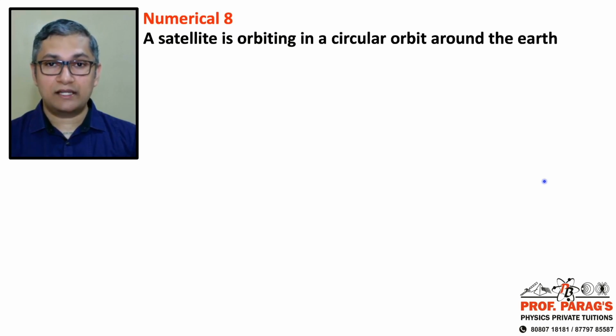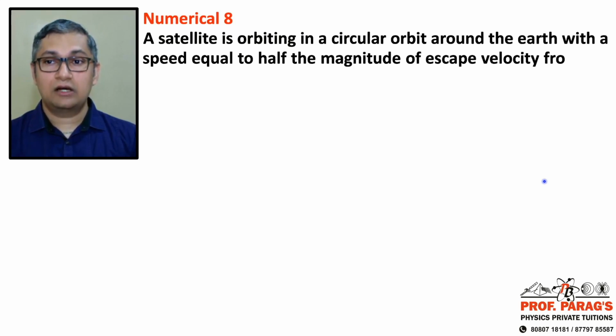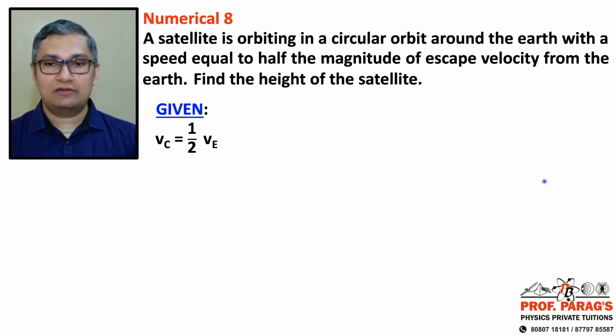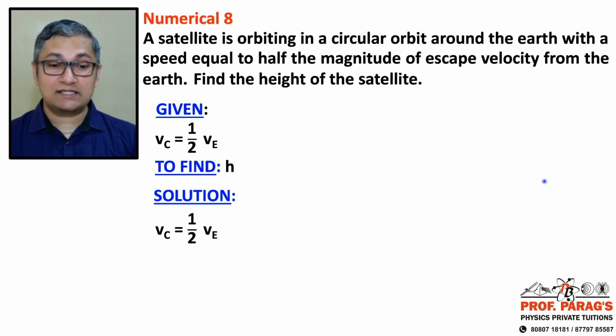Next one, number 8. A satellite is orbiting in a circular orbit around the Earth with a speed. So circular orbit, critical speed is equal to half the magnitude of escape speed. So what do I write? Critical Vc is half of escape Ve, right? Find the height. So we need to find out small h again. So how do we solve this? We know Vc is half Ve. This has been given to us. So all we need to do is substitute the formula for Vc in the LHS and Ve in the RHS.